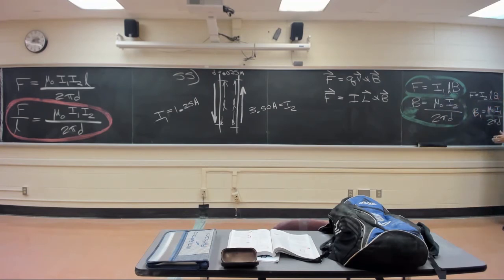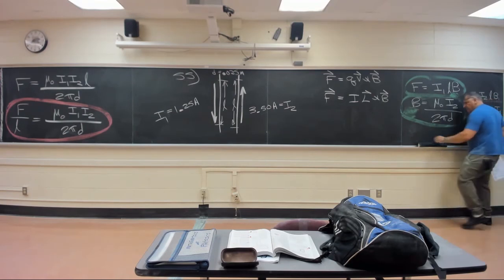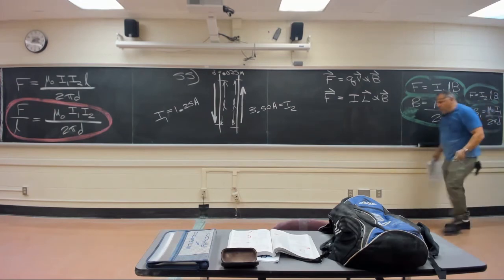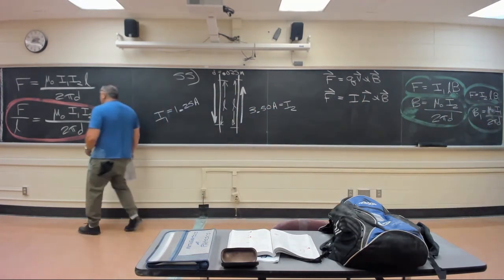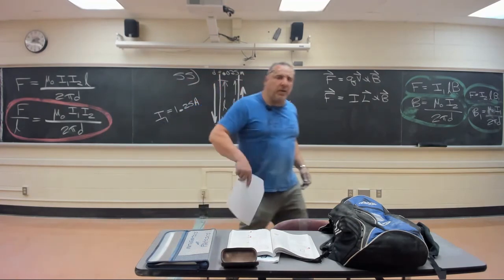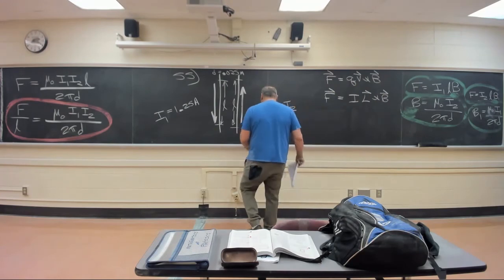because action-reaction, Newton's third law, tells me it's going to be the same force, but let's see what happens. Maybe we're missing something. This is I2 L B1. Put B1 right here. Well, it's I2 L mu 0 I1 over 2 pi d. Mu 0 I1 over 2 pi d times I2 L. Mu 0 I1 I2 L over 2 pi d. It's the same thing. Each wire is experiencing the same force, and each wire is experiencing a repulsive force, as we already said.